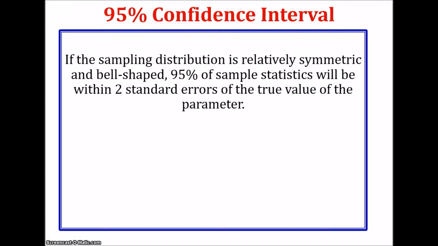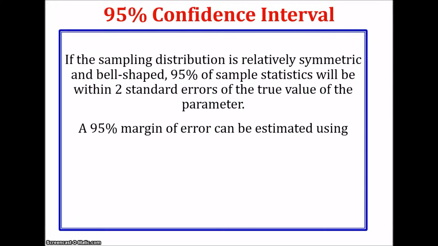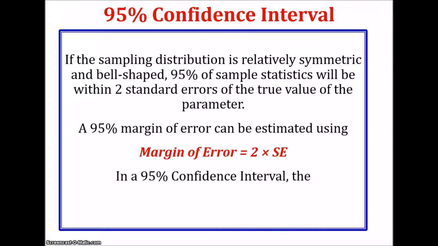Now, if the sampling distribution of a statistic is relatively symmetric and bell-shaped, we know from the 95% rule we talked about in Chapter 2 that 95% of sample statistics will be within 2 standard errors of the true value of the parameter. This gives us a way to make a 95% margin of error, which can be estimated as 2 times the standard error. So a 95% confidence interval could take the form of our statistic, or our point estimate, plus or minus 2 times the standard error.